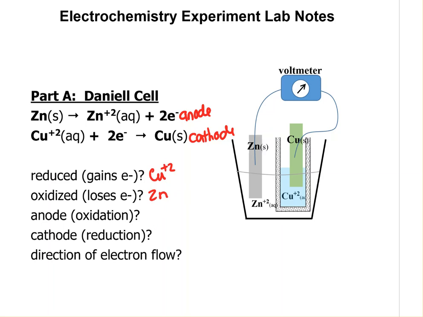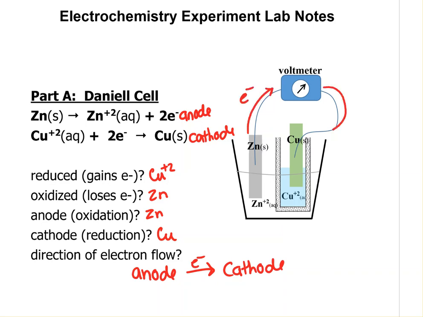And again, these answers were on that one I went over. The anode, oxidation, the anode is the zinc cell, basically the zinc cell, and the cathode is the copper. And the direction of flow is always anode to cathode. And I'm talking about the flow of electrons. So we had the electrons going from the zinc to the copper.